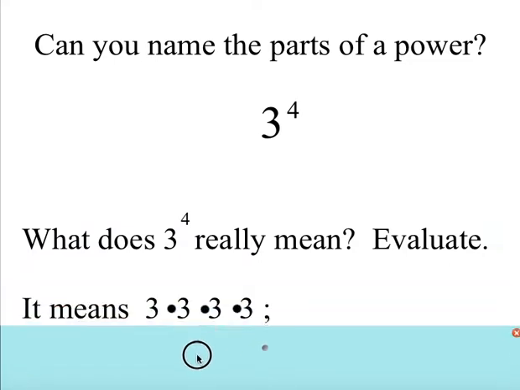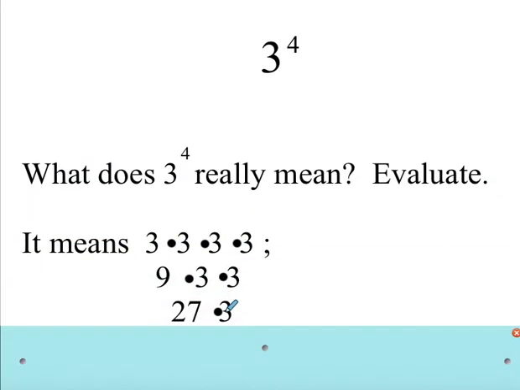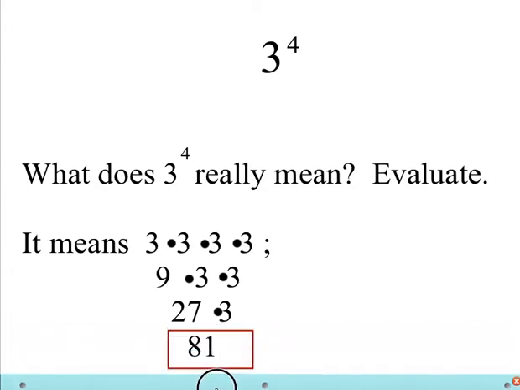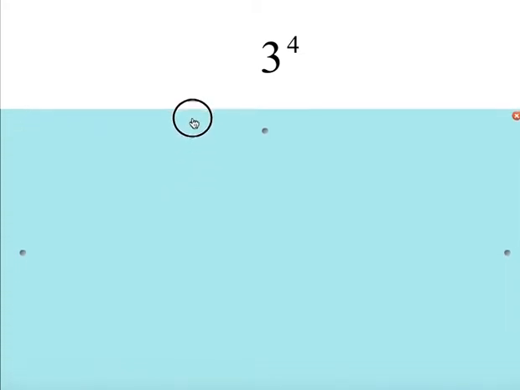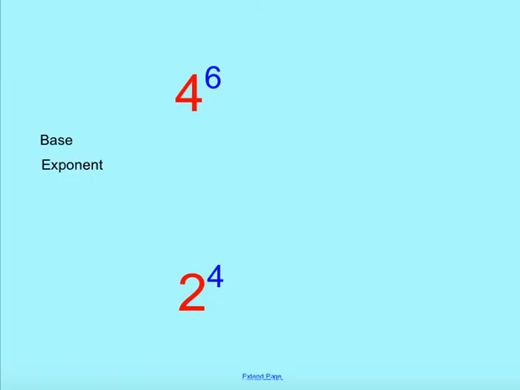What does it really mean? Well, it means that we have 3 times 3 times 3 times 3, which when we simplify or evaluate, we get 81. So 3 to the 4th really just means I'm going to take 3 and multiply by itself 4 times. And whenever it asks you to simplify or evaluate, that means that we want to get a final answer and multiply it out.